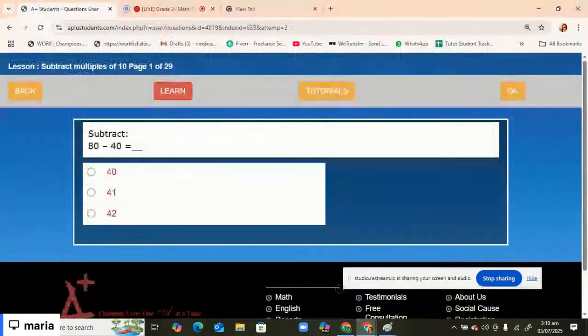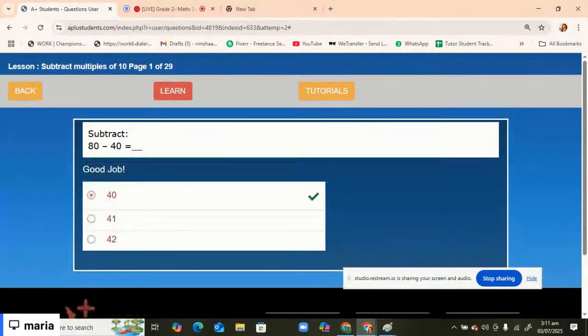Let's check, is there any option for 40? Yes, here is the first option, that is 40. So let's go with it. Yes, this is the right answer.